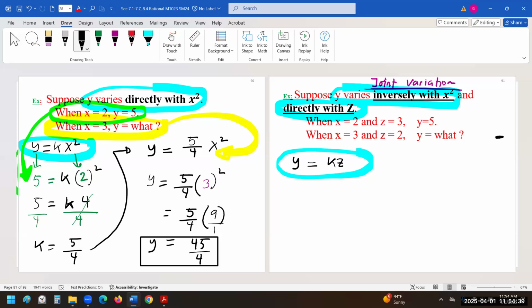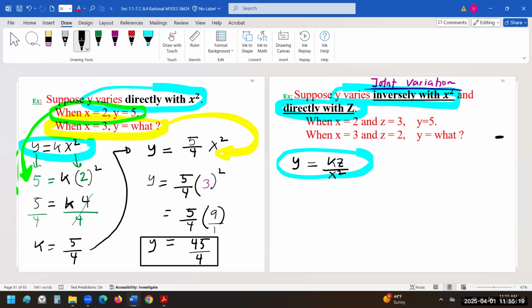And now at the same time, what else is changing? X squared. How is it changing, directly or inversely? Inversely. So inversely means a fraction or on the same level. So you write a fraction and you write, oh, not square root, sorry, square. See, that's how we get one equation from two types of change.